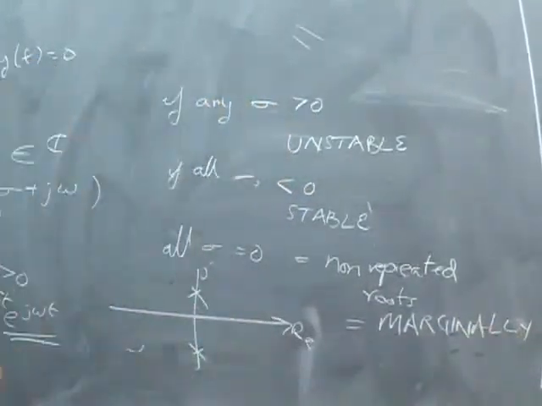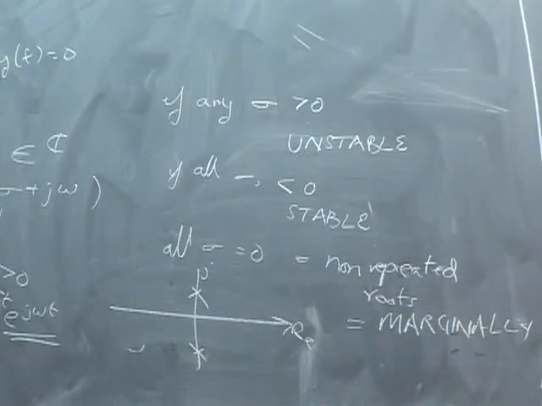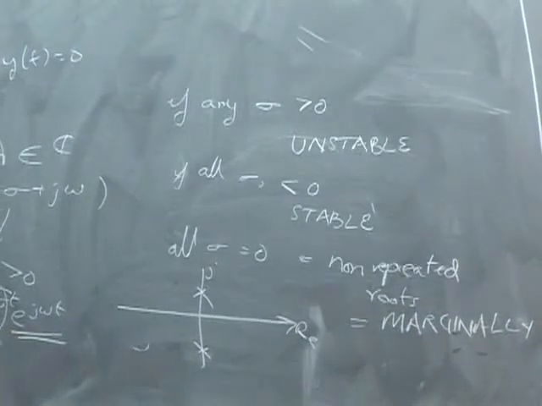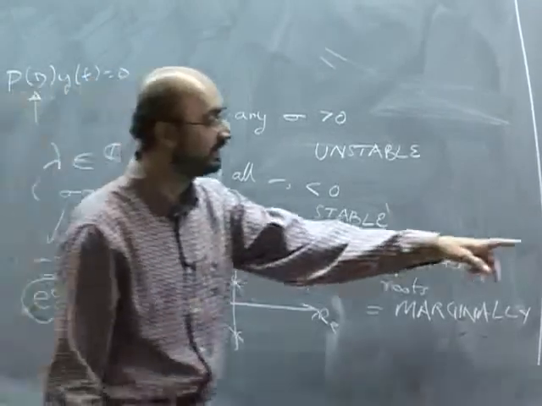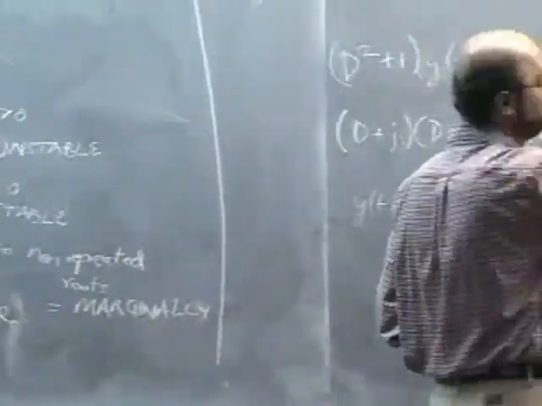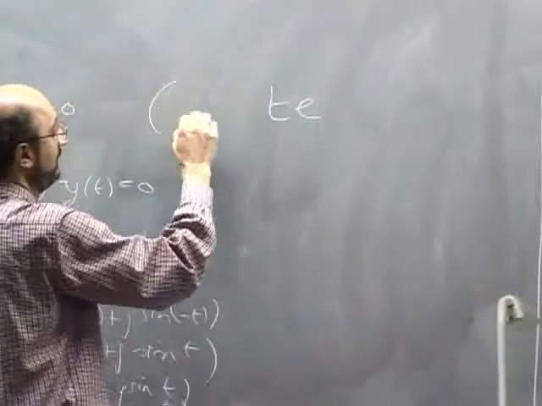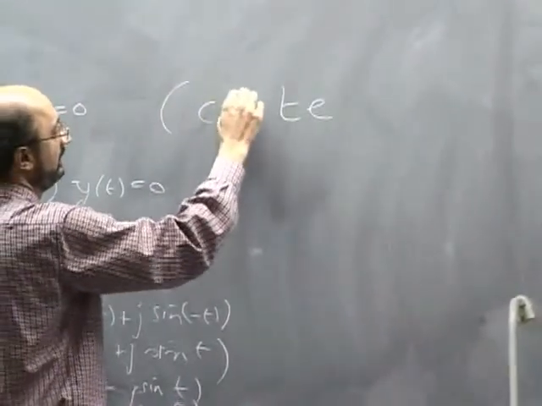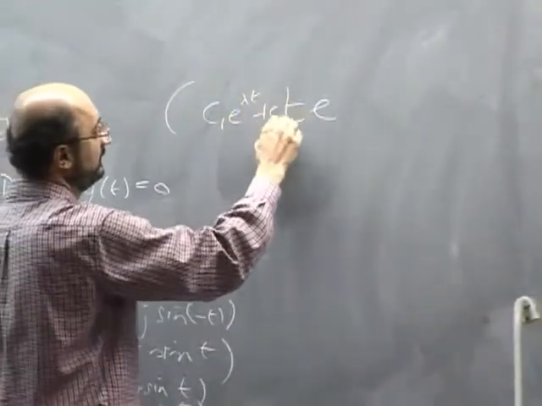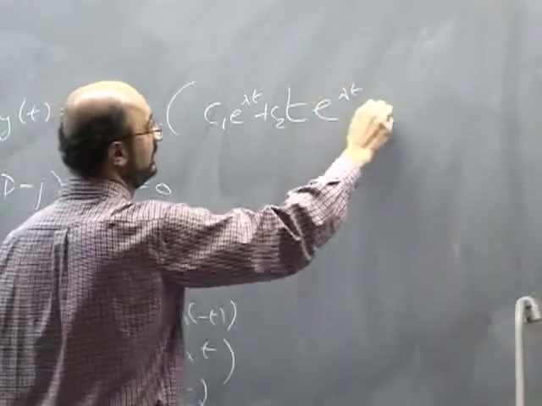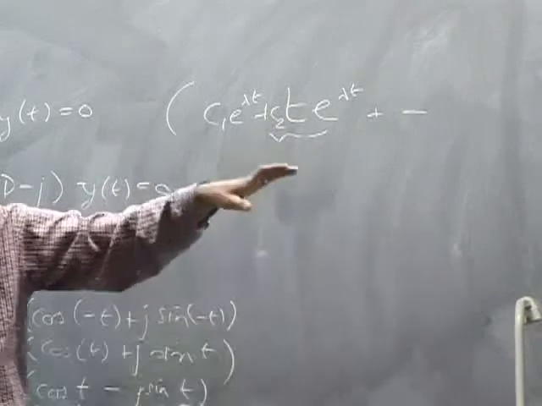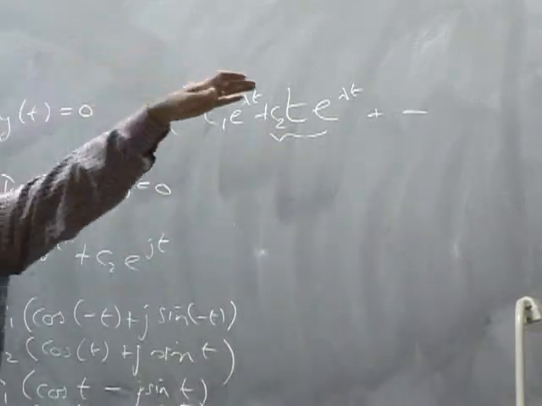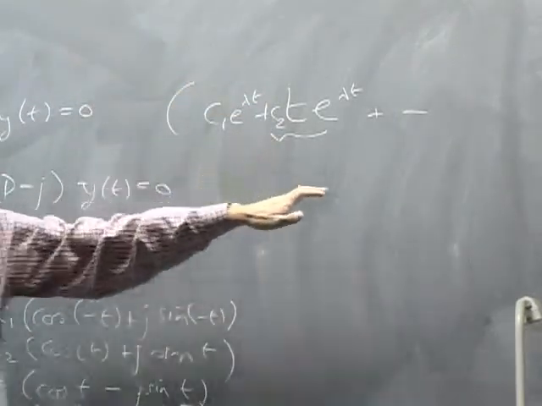And if you get repeated roots which are also on the j-axis, then we get this thing over here, where we have c1 e to the lambda t plus c2 t e to the lambda t. So when you get this, the t term is growing with time, right? When you get repeated roots over here, you get growth with time.